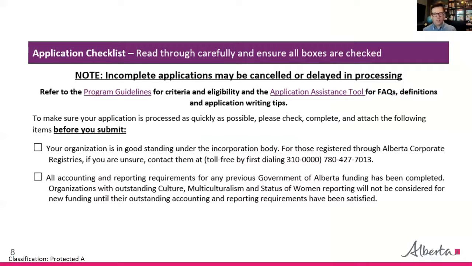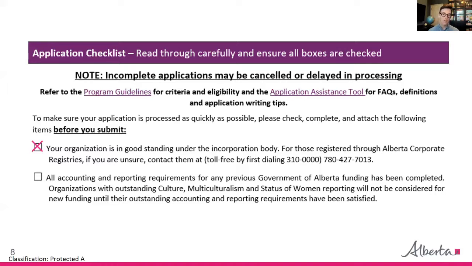The next 3 slides go over the application checklist found on page 2 of the application. One of the first things we check for when reviewing an application is that organizations are in good standing under their incorporation body. So that's something you'll want to look into as well. If your organization is registered through Alberta Corporate Registry, you can contact them to find out whether your organization is in good standing. It's a good idea to take care of this issue before you go to all the effort of writing and submitting an application package.